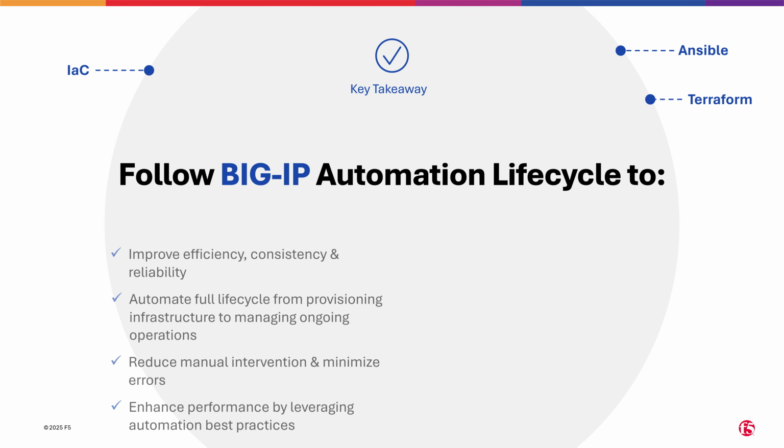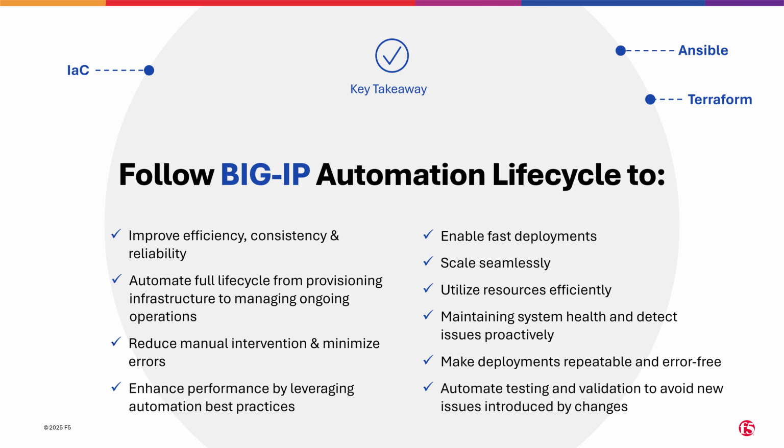To sum up, automating the F5 BIG-IP lifecycle using Ansible, Terraform, and infrastructure as code (IaC) significantly improves efficiency, consistency, and reliability. These tools work together to automate the entire process, from provisioning infrastructure to deploying applications and managing ongoing operations. This approach reduces manual intervention, minimizes errors, and enhances performance by leveraging automation best practices. By implementing a well-structured automation strategy, organizations can achieve faster deployments, seamless scaling, and better resource utilization.